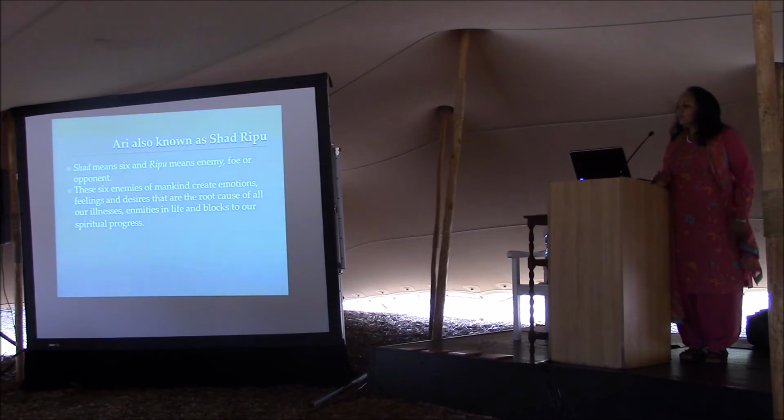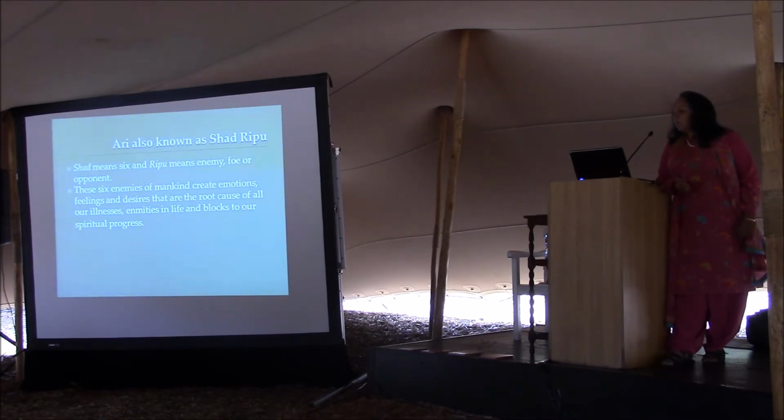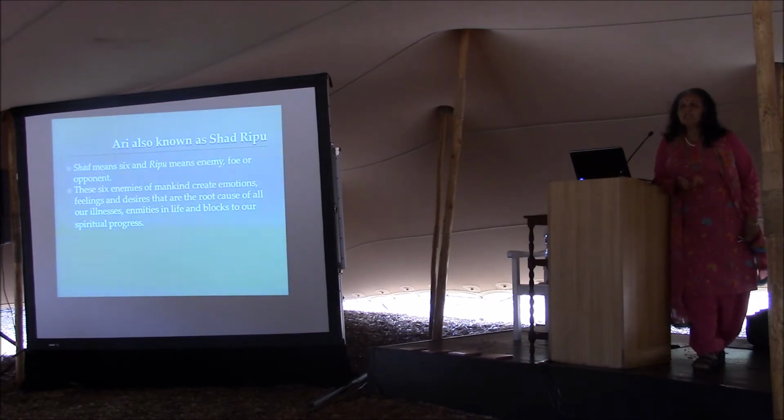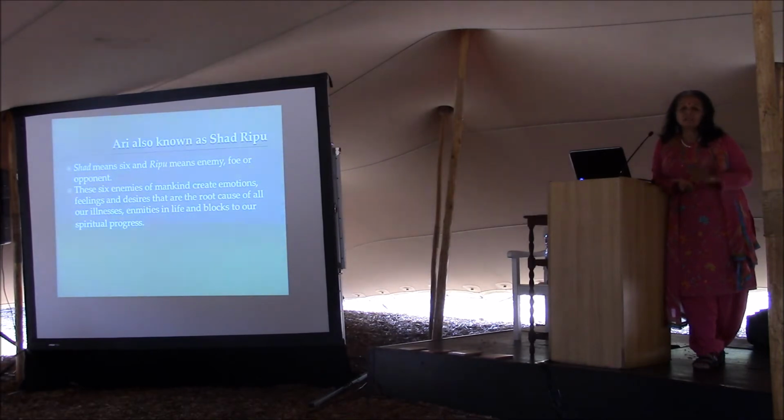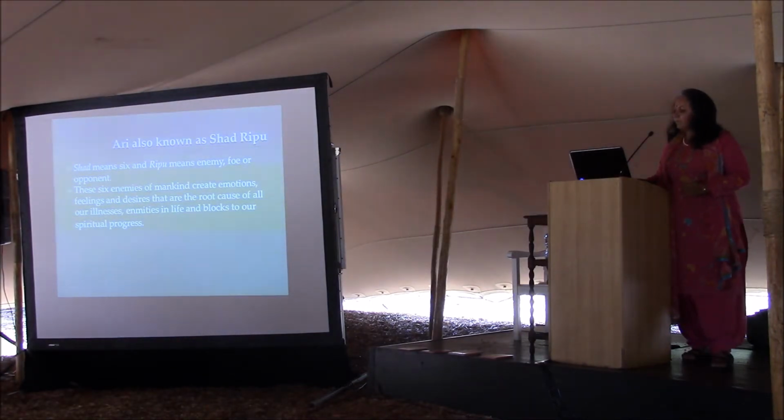So these Aris are also known as Shad Ripu. Shad means 6 and Ripu is enemy again. And the 6 enemies of mankind may create emotional feelings, desires that are the root cause of our illness. The idea is that these things, we don't even understand that they are causing imbalance to us, because we deal with them on a daily basis, and some people with great intensity, but most of us with little things, that are creating the imbalance.